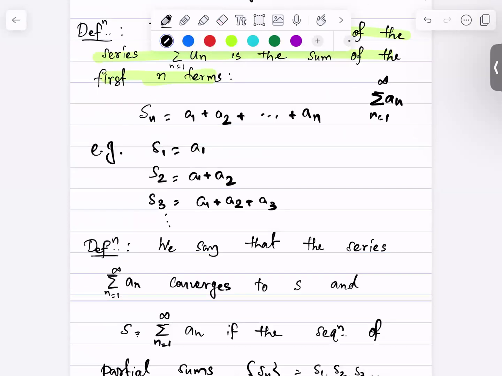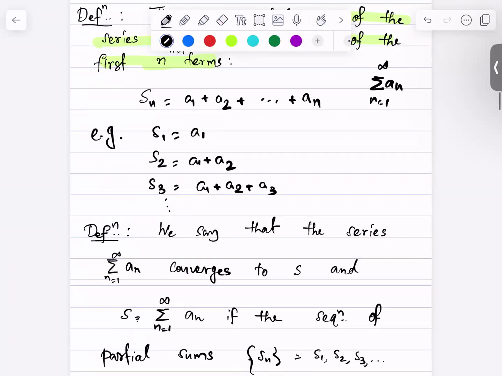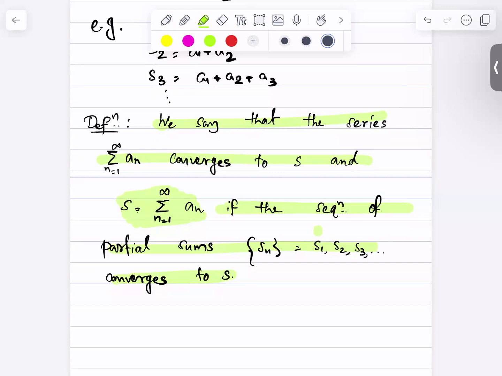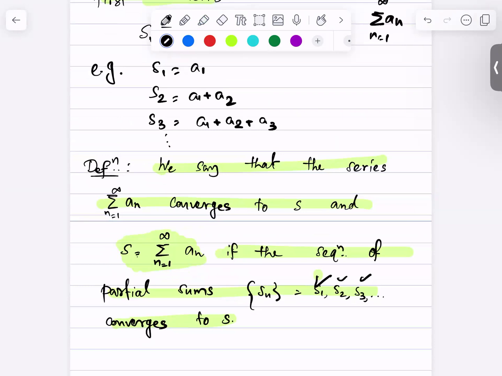Next, we'll define: we say that the series summation an converges to S, and denote it by S equal to summation over n equal to 1 to infinity of an, if the sequence of partial sums Sn converges to S. And I know how S1, S2, S3 will look like, as I just mentioned before.